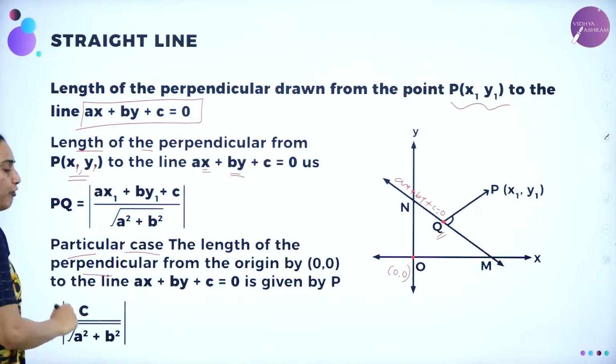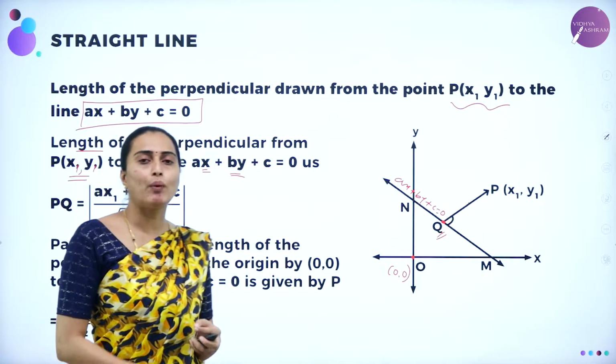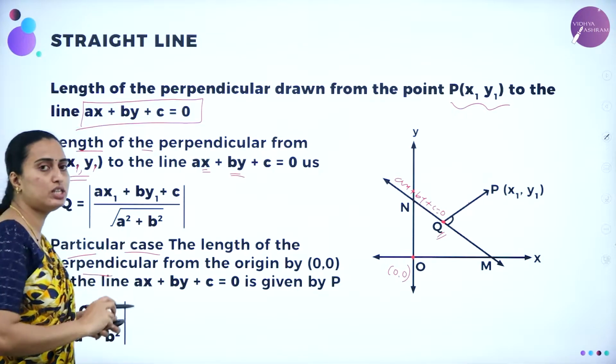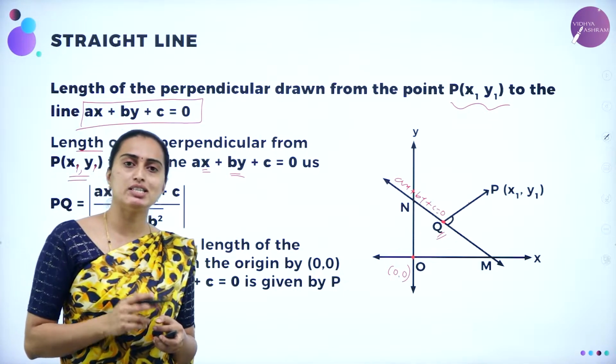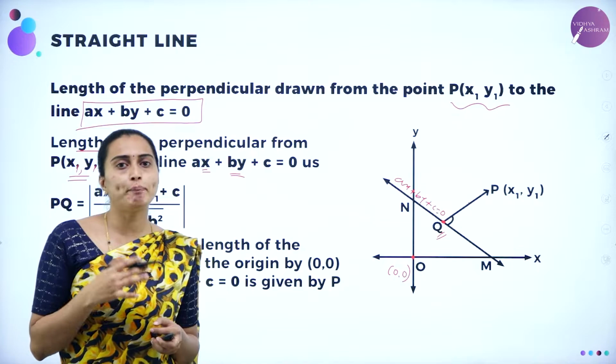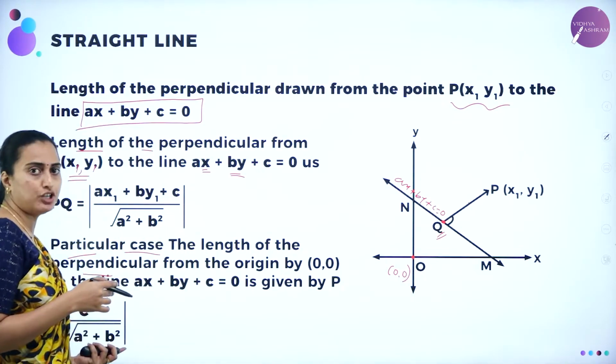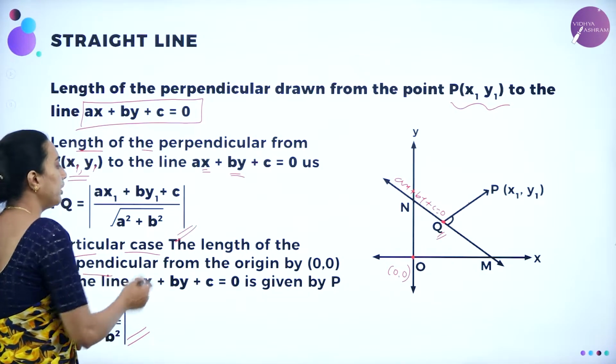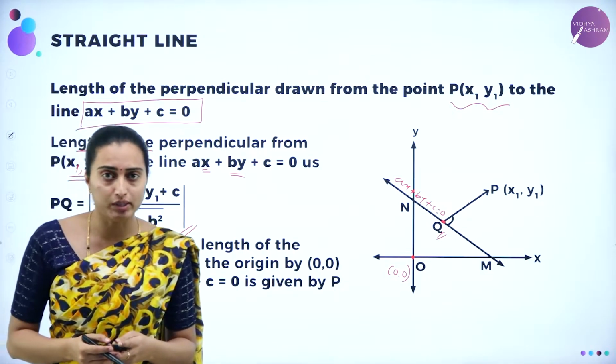Then it is given by the formula c divided by square root of a squared plus b squared, because it will become a into 0 plus b into 0. A into 0 plus b into 0 is 0, plus 0 plus c. 0 plus c is c. So c divided by square root of a squared plus b squared. That's it. So these two formulas you have to remember to solve the problems here.